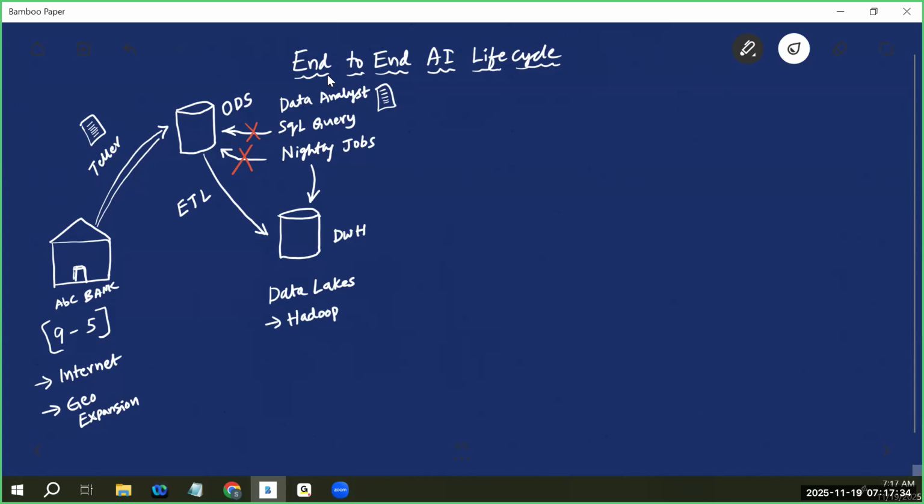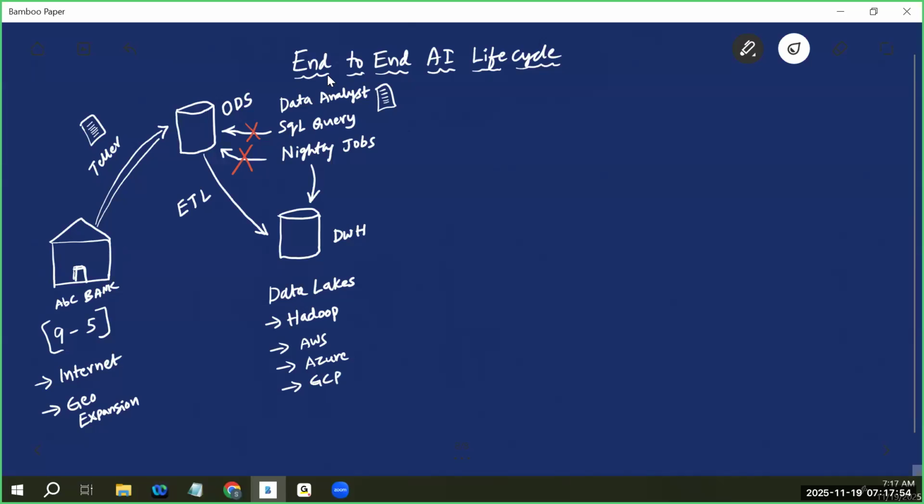Hadoop and big data, this came into picture. So Hadoop, or you can also use some cloud providers like AWS. They have their managed service of Hadoop. We have Azure, GCP. Thanks to the cloud computing, all these things were quite easily possible.